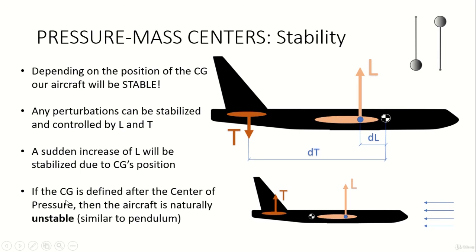What else? Yeah, so if we define the center of gravity, as we mentioned, after the center of pressure, then the aircraft is naturally unstable. Even though the tail may try to stabilize it, the aircraft is unstable, okay? So this is what you need to know.